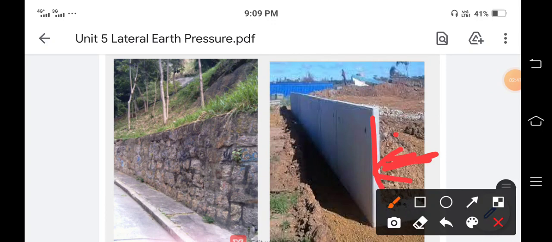In the lateral direction, means the horizontal direction, it is called the lateral earth pressure. Due to application of the lateral earth pressure, what changes occur in this wall, that we discuss here. There are different kinds of lateral earth pressure that generally occur on this wall. We will discuss that further.